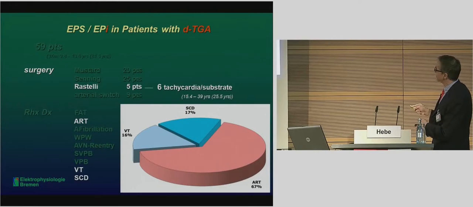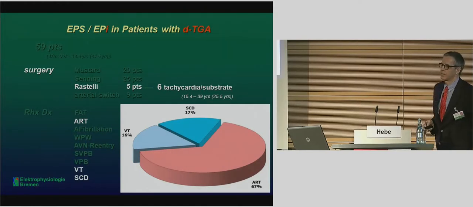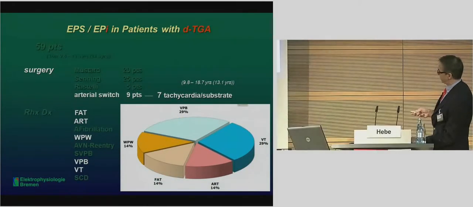If you go to the patients after Rastelli procedure, we found 6 tachycardia types or substrates, and you can see more problems on the ventricular level, but again, a dominant problem on the atrial level, atrial reentry tachycardia, presumably coming from the effects of atrial cannulation for the heart-lung machine.